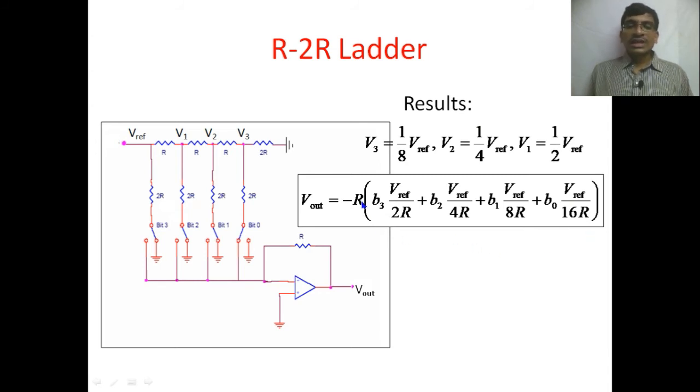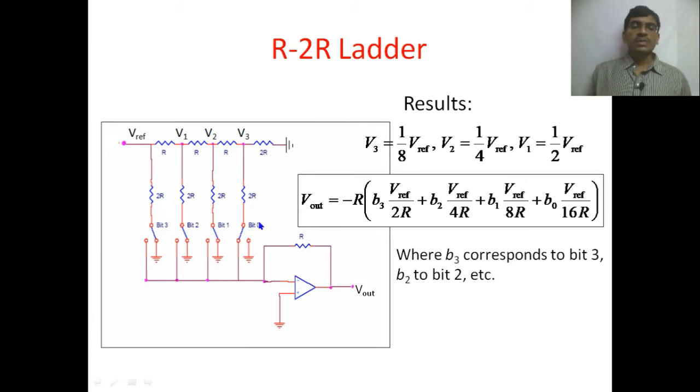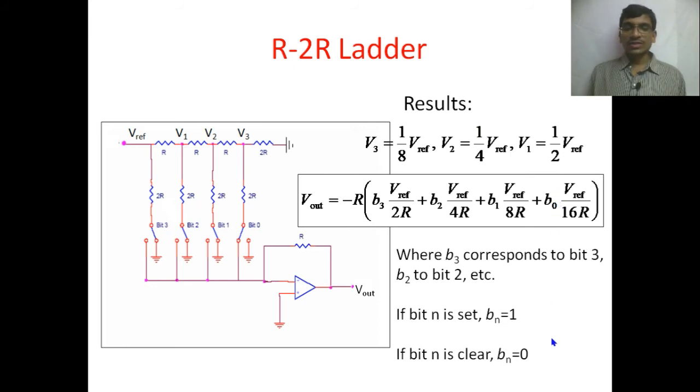Therefore we can take the R common in the denominator section and then it cancels with the R present in the feedback resistor, where B3 is the corresponding bit, bit 3, bit 2, bit 1, like this. Here B3, B2, B1 are the respective bits in the binary word, and if the bit n is set, which means that Bn is equal to 1. If the bit n is clear, then Bn is equal to 0. So here n is a number, okay. So if bit 0 is set, that is equal to 1, if it is clear, then that bit is equal to 0.